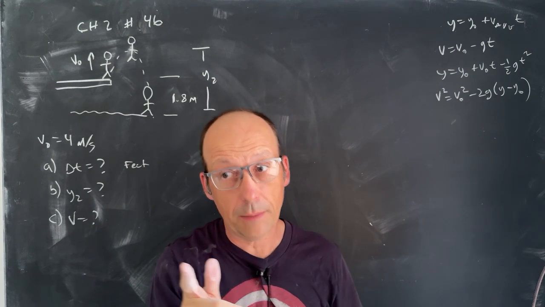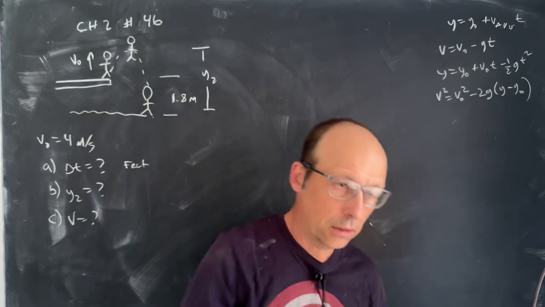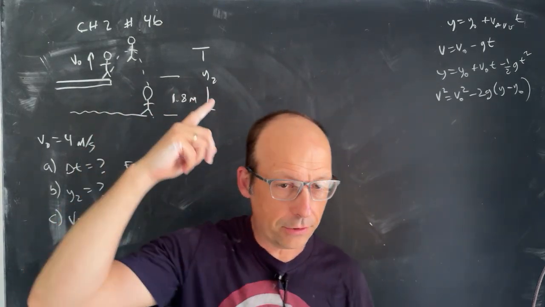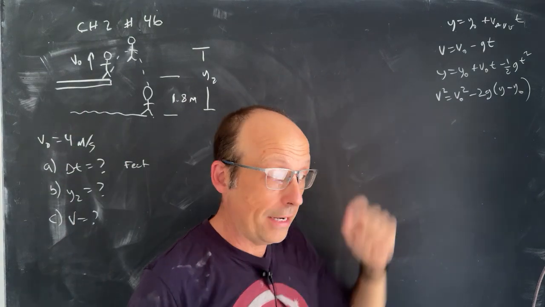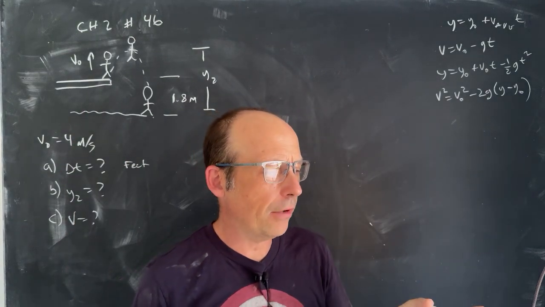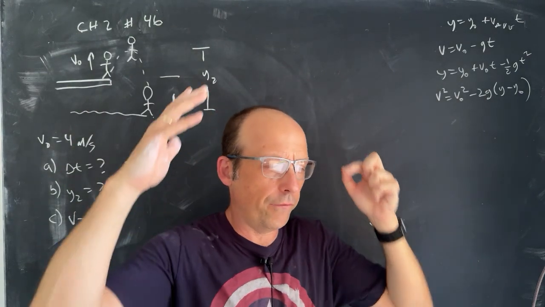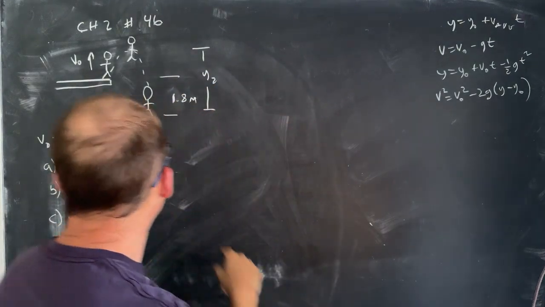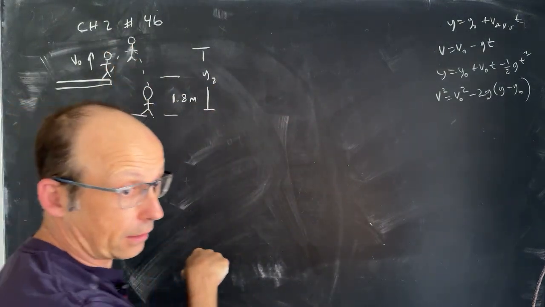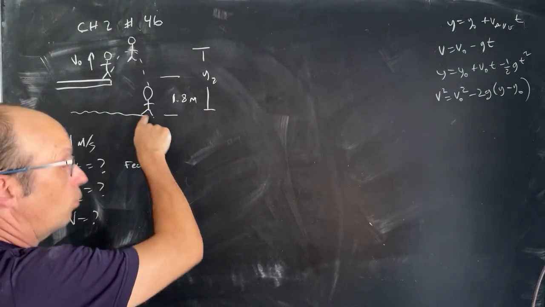OpenStax College Physics, Chapter 2, number 46. So let me read the problem. I already drew the picture. I already have our menu equation right there. A swimmer bounces straight up from a diving board and falls feet first into the water. Boing, like that. Goes up, water.